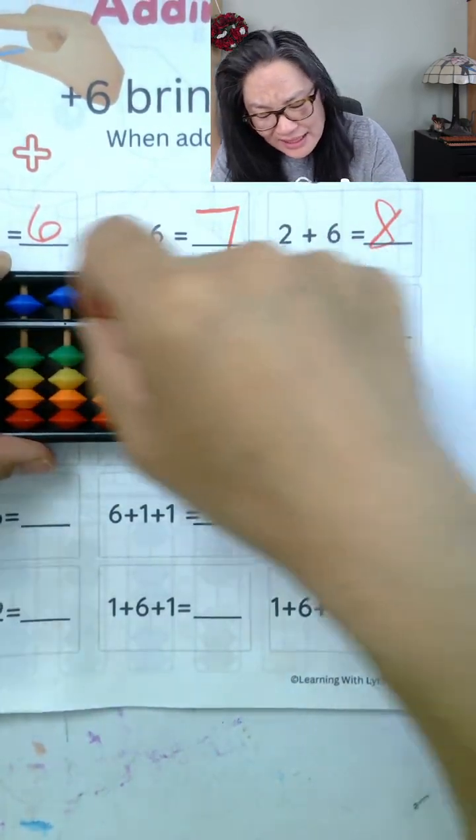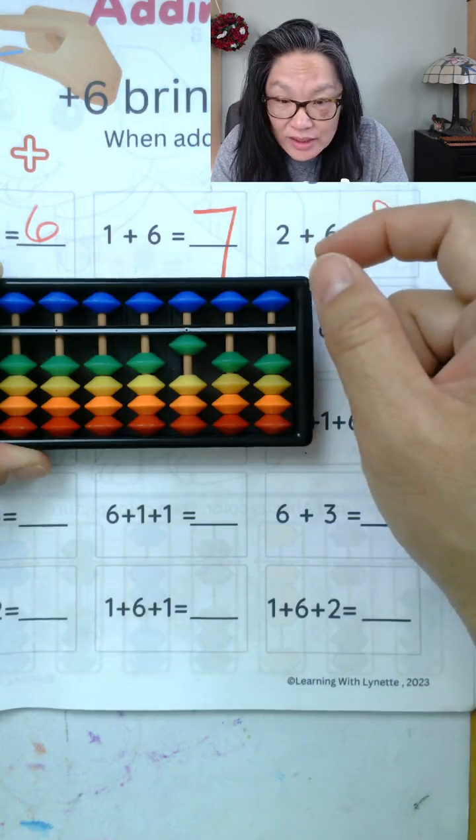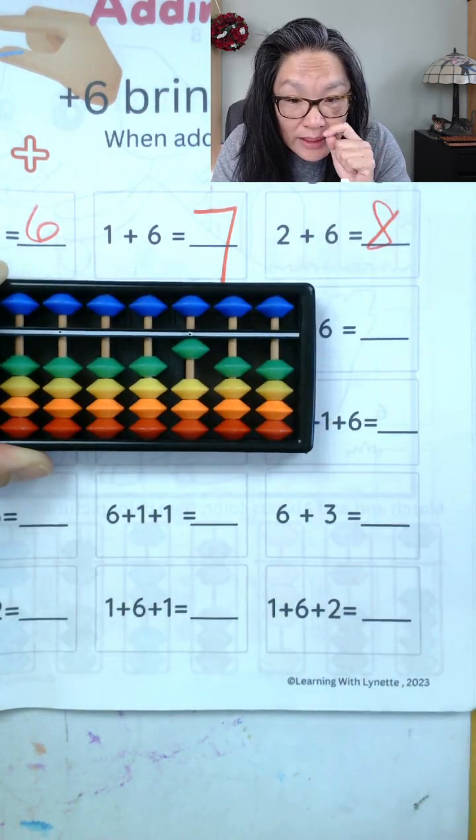And then we do 6. What? Come on, Lynette, let's keep going. We are going to keep going because we want to know and we want to understand.